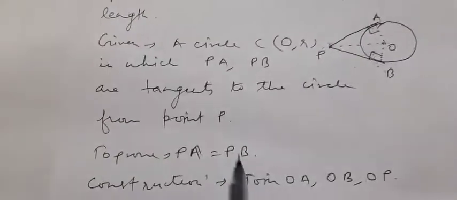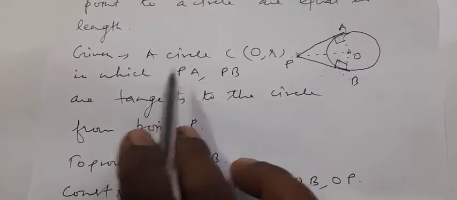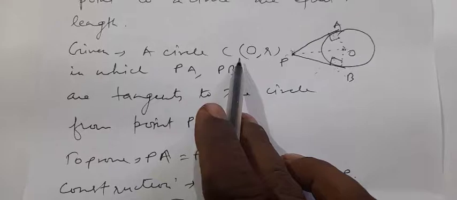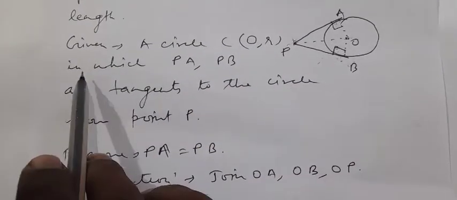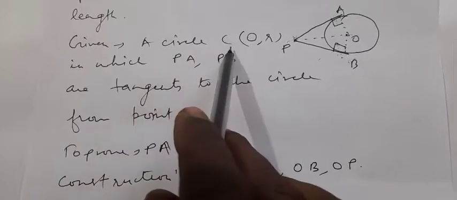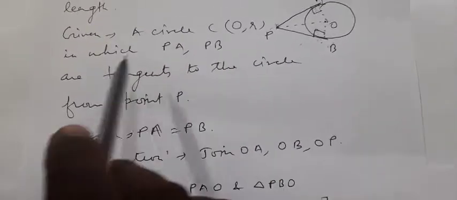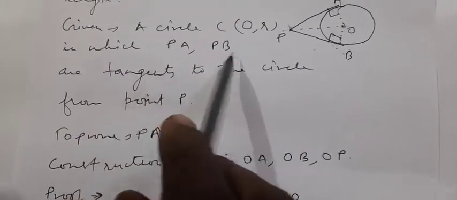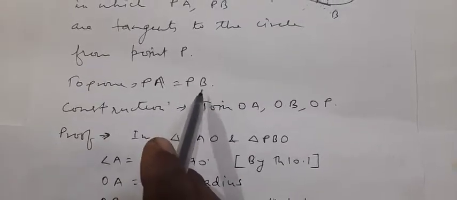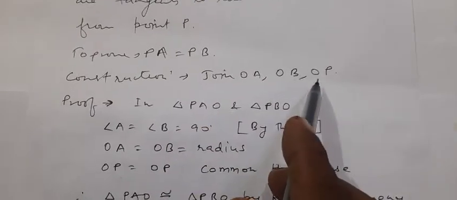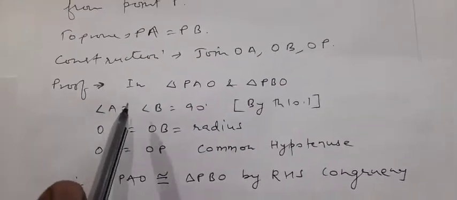Now see, given a circle C with center O and radius R, it is a way to represent a circle, in which PA and PB are tangents to the circle from point P. We have to prove that PA and PB will be equal to each other. In construction, we have joined OA, OB and OP. We will start our proof.